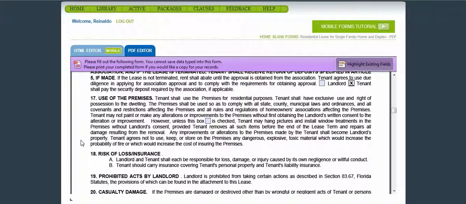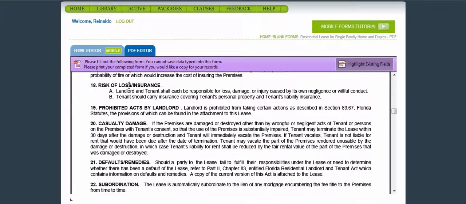Now, use of the premises. The tenant may hang pictures, install window treatments in the premises without the landlord's consent. If he checks here, then you need to let the landlord know what you're going to do with the premises as far as hanging pictures, painting the walls, before you do anything. Risk of loss and insurance. Obviously, the tenant should carry insurance. If there are any losses, the landlord will not be responsible.